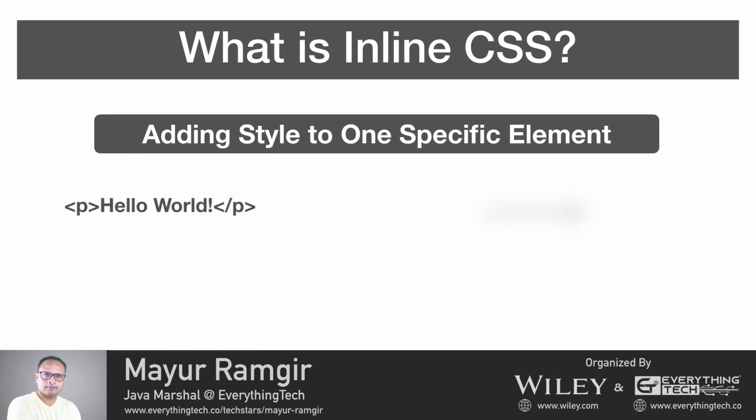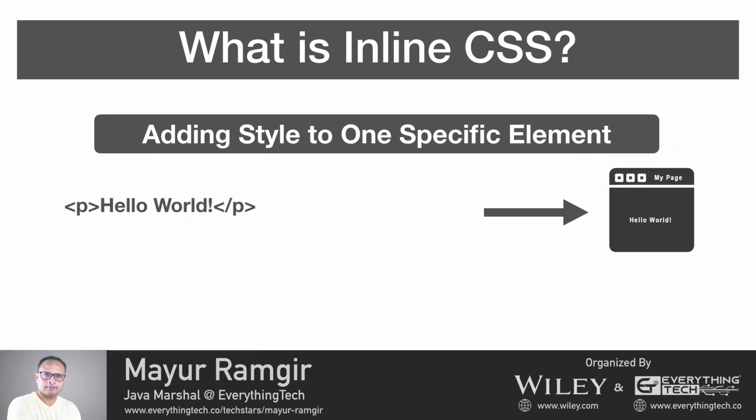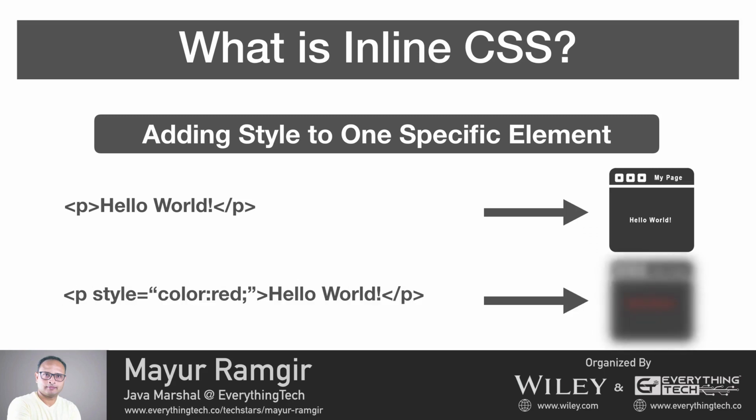Let's take this example of P element. If used in its simplest form, it will print hello world on a browser window in the default color of the text, which is black. However, we can use style attribute to add color to the text. Like shown here, we are adding style attribute which instructs browser to set the color as red.